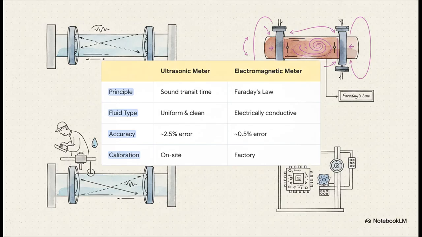The electromagnetic meter uses a physics principle called Faraday's law. Now here are the crucial trade-offs. The electromagnetic meter is way more accurate, but there's a huge catch. The fluid has to be electrically conductive. The ultrasonic meter, on the other hand, is more forgiving about the fluid type, but it's less accurate and really needs the fluid to be clean and uniform.